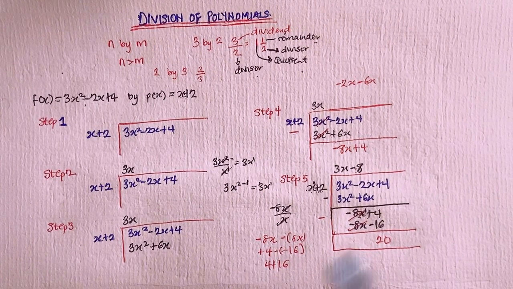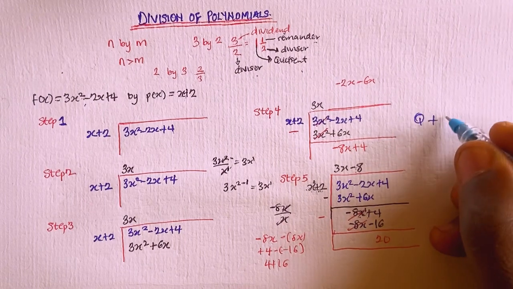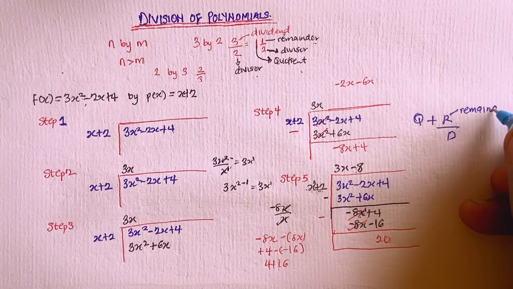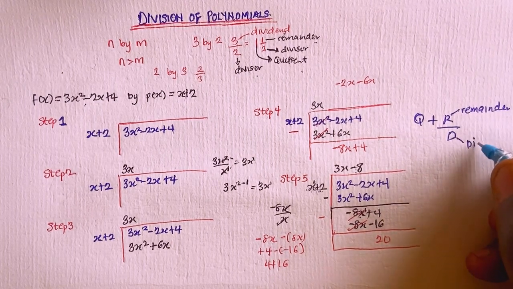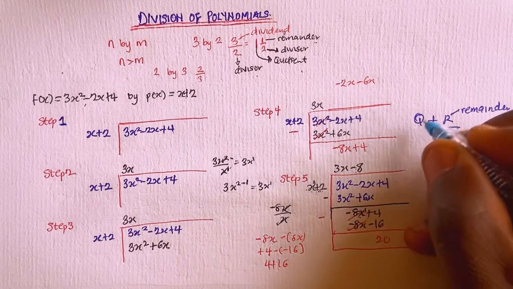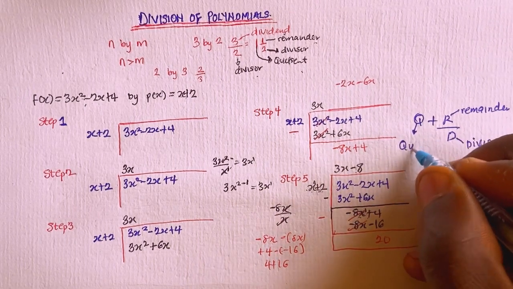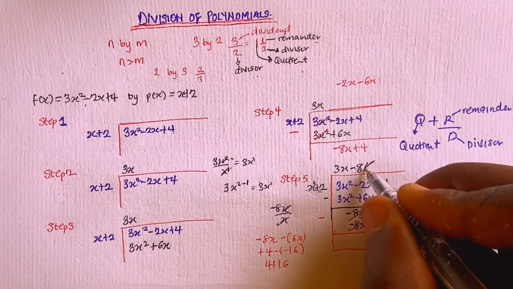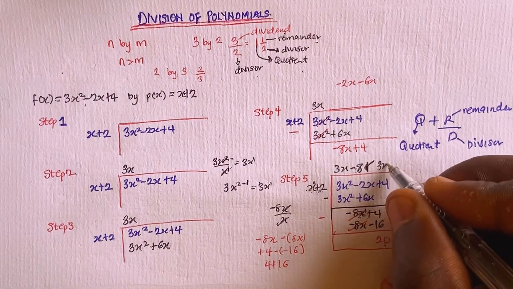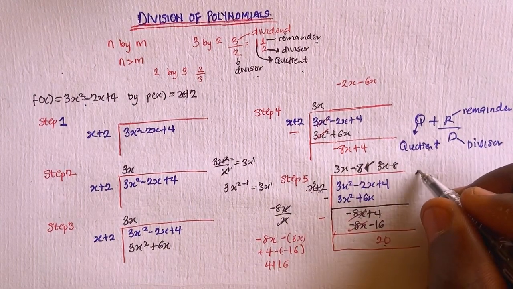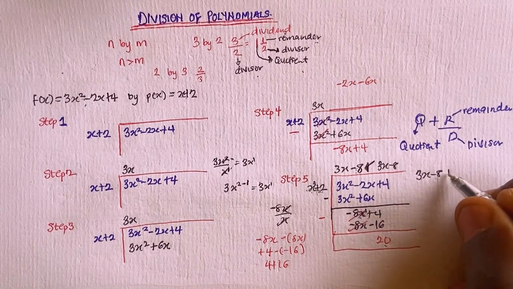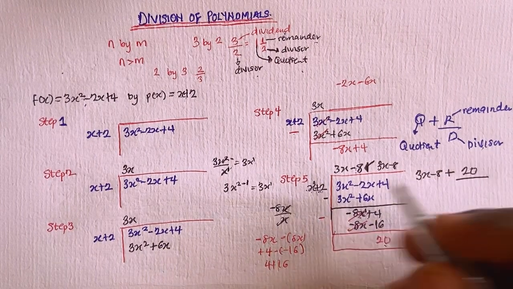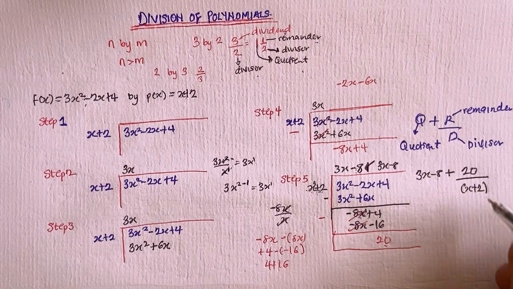Right? So after that, you now go ahead and use an expression, which is Q plus R over D. Your R is the remainder. Your D is the divisor. Your Q is the quotient. So in this case, using this expression, our quotient is 3x minus 8. Then next, we have a plus. Your remainder is 20, divided by your divisor. What's the divisor? That's x plus 2.